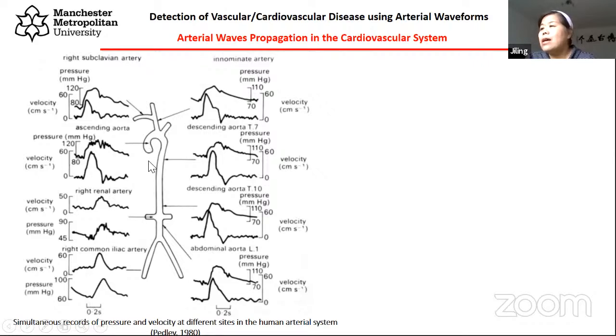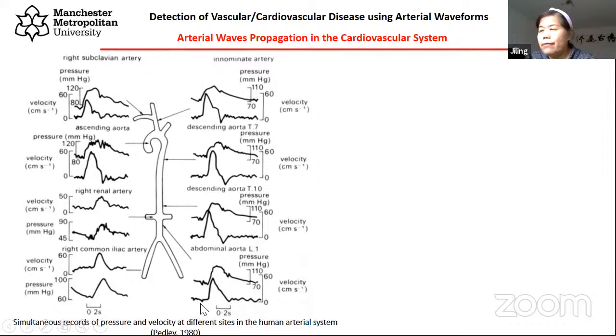When blood flow is ejected from the heart, it propagates through the ascending aorta to the descending aorta until the peripheral artery. Then pressure and velocity of the blood flow propagate through the system. So actually we can measure this pressure and velocity. This graph shows simultaneous records of the pressure and velocity waveforms at different sites in the human arterial system.